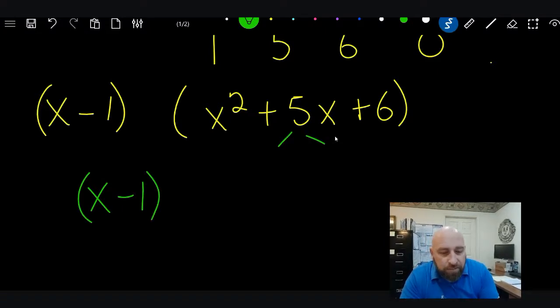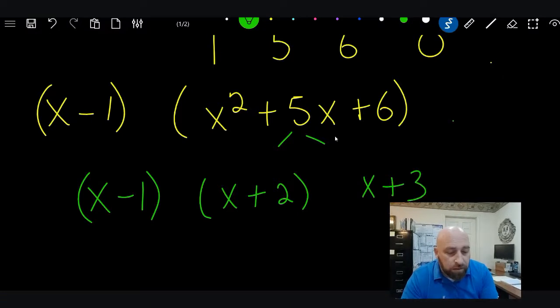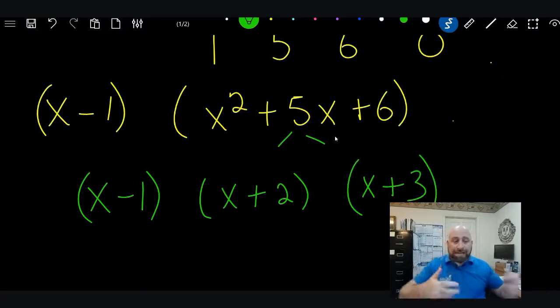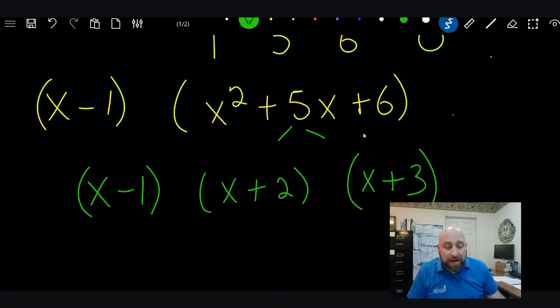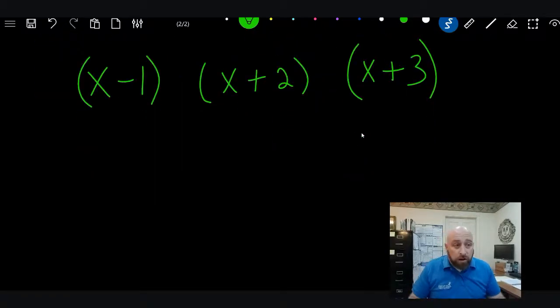And then this one can be factored out. 1 and 6, 2 and 3. The 2 and 3 give us 5 in the middle, so this is factorable. This would be x plus 2, x plus 3. So I keep factoring it. I keep going with it until it can't be factored anymore. And that's where we are now. We have x minus 1, x plus 2, and x plus 3.